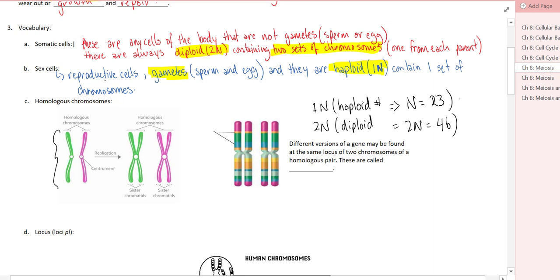Homologous chromosomes are essentially two identical chromosomes, or chromosomes representing the same DNA from each parent. Chromosomes that contain the same genes but have come from different parents.